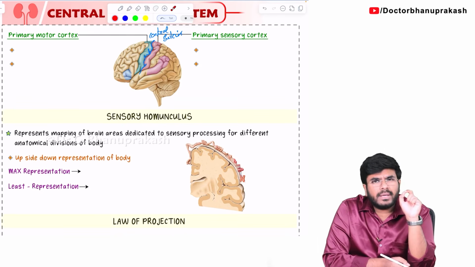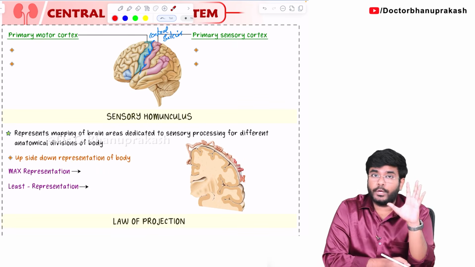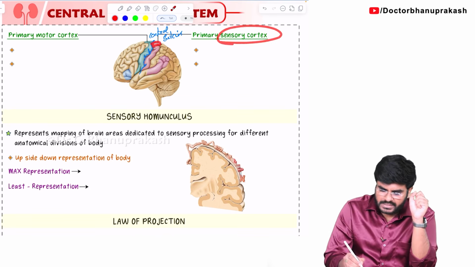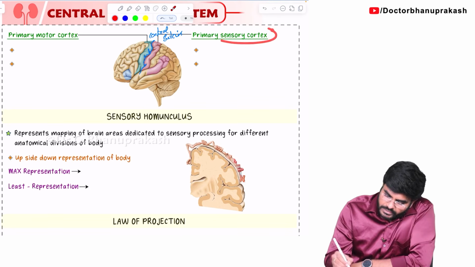From the beginning we are discussing where exactly the somatosensory cortex is located. All the information is going to the somatosensory cortex. So now we know where exactly the somatosensory cortex is located. This area is your sensory cortex. Now write where exactly your sensory cortex is located.